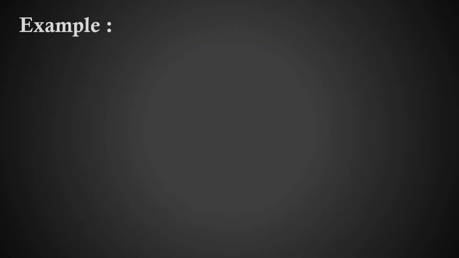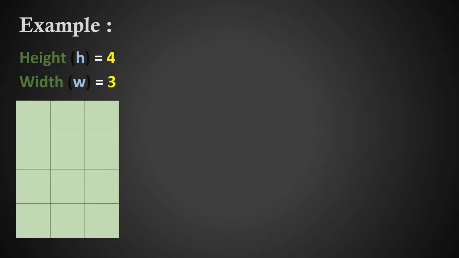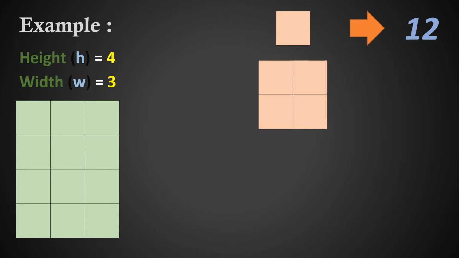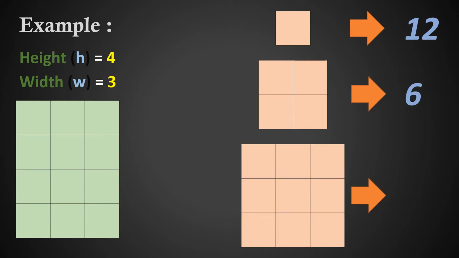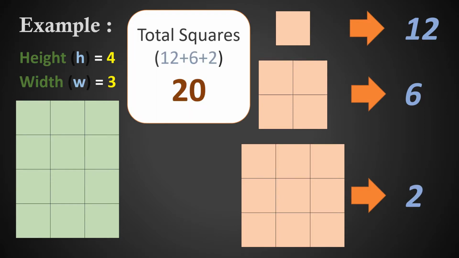For example, consider a rectangle of height 4 and width 3. The rectangle looks like this. First, let's look at the number of squares of 1 cross 1 dimension. There are a total of 12 squares. Now 2 cross 2 dimension. There are a total of 6 squares, and for 3 cross 3 dimension there are a total of 2 squares. So the total number of squares becomes 20.